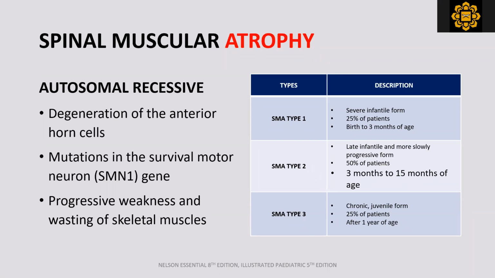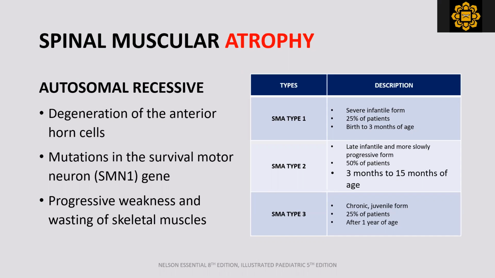There are three predominant types. There are actually a lot of types, around 5, but we should be equipped with 3 types of spinal muscular atrophy: type 1, type 2, and type 3. We also have type 0, which is the most severe one. Type 1 presents from birth to 3 months of age, and it occurs in 25% of patients. It is a severe infantile form, and usually the prognosis is not that good.